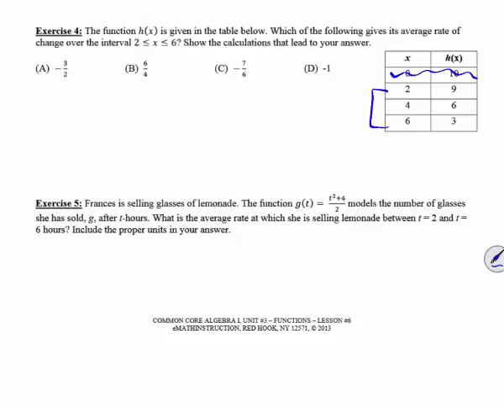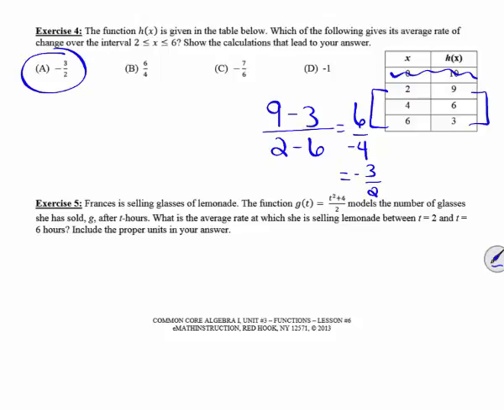So there are my x's, there are the y values I'm going to use. I'm going to do 9 minus 3. Since I did the 9 first, I have to do the 2 first. So 2 minus 6. Well, 9 minus 3 is 6. 2 minus 6 is -4. Then this would reduce to 3/2, and you can put the negative sign out front. So that would be choice A. All right, next one.